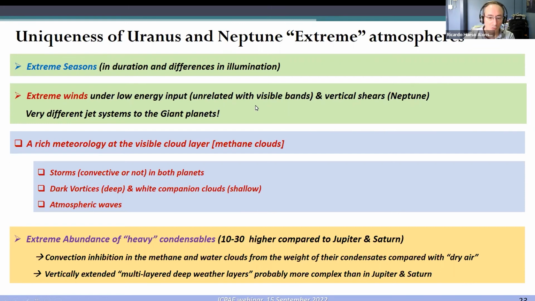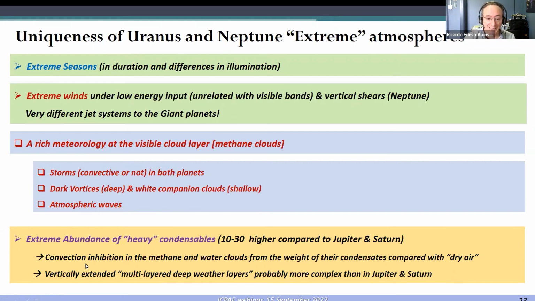And you see that although the winds change very smoothly from one latitude to the other, in Uranus there is a lot of variation of cloud activity at different latitudes. And this is very different to what happens in the giant planets Jupiter and Saturn. We have a very rich meteorology at the visible cloud layer, which is mainly based on methane clouds, and we don't understand those very well. We observe candidates of storms, convective or not. We have dark vortices, white companion clouds, atmospheric waves, lots of different things.